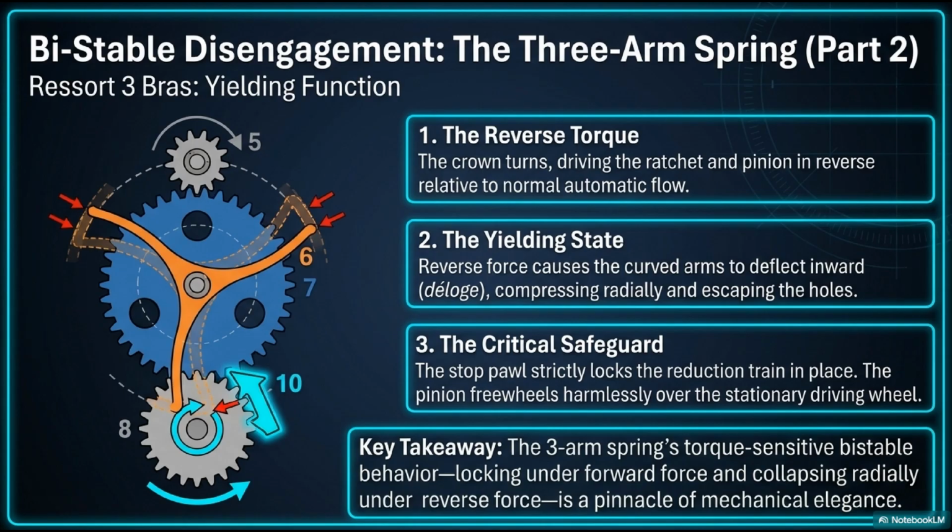Step 3, the critical safeguard. Meanwhile, the stop pawl strictly locks the automatic reduction train, 8 and 7, rigidly in place. It cannot spin at 10,000 revolutions per minute. Because the spring arms have popped out of the holes, the pinion, 5, is now completely decoupled. It freewheels harmlessly and silently over the stationary driving wheel. The three-arm spring's torque-sensitive bistable behavior, locking under forward force and collapsing radially under reverse force, is an absolute pinnacle of mechanical elegance and safety.